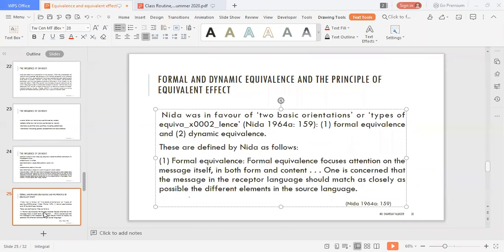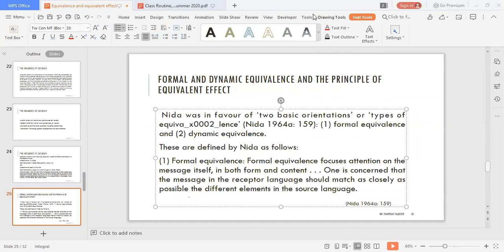Now, on the basis of all this discussion, you see how Nida has classified two different equivalences. One is formal, another one is dynamic. I hope that from the name you can guess what formal and dynamic mean. Now, these are defined by Nida as follows. Formal equivalence focuses attention on the message itself, in both form and content. So you see the equivalence focuses attention on the message itself. What is the message? Form and content, that is the very formal. I mean, you can say word by word, word for word, these kinds of translation you can see.